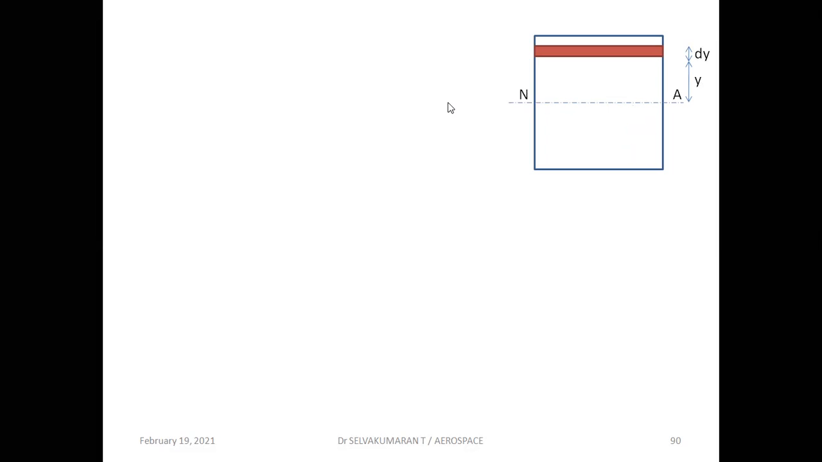So let us consider a small strip of thickness dy at a distance y from the neutral axis. We have calculated the stress. Let dA be the elemental area. Stress already we have calculated: stress sigma is equal to E by R, or E into y by R. Now you calculate the force: stress into area. So now we got the force on the layer.